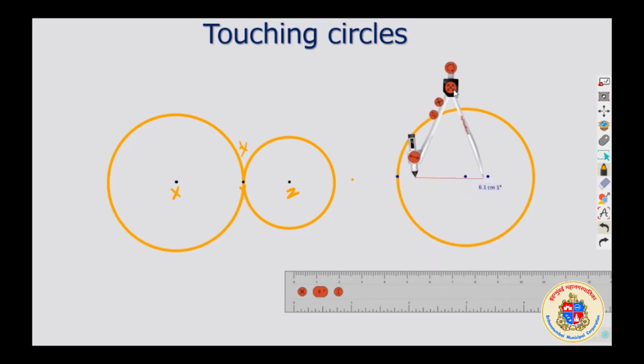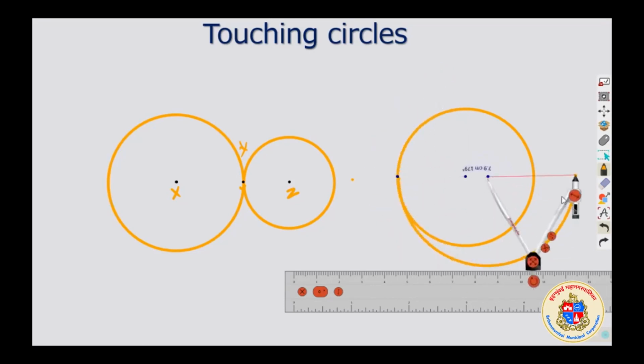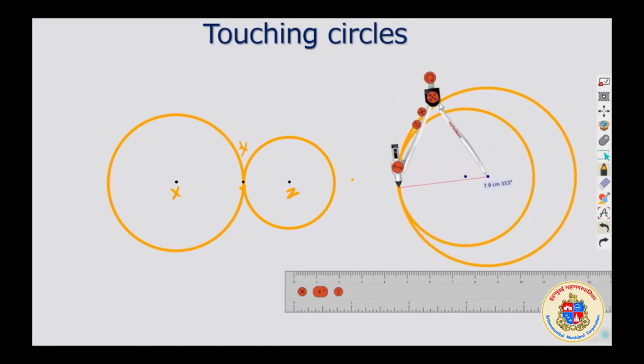Another circle I am going to draw, keeping this point as center and the same point here as its radius. I am drawing a circle. Here also we can see that these are two different circles touching at a point. If I mark the first as X, the second as Y and the third one as Z, here the peculiarity is that one circle is inside the other circle.